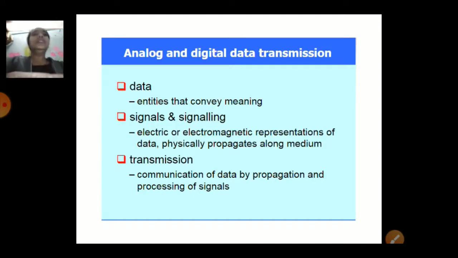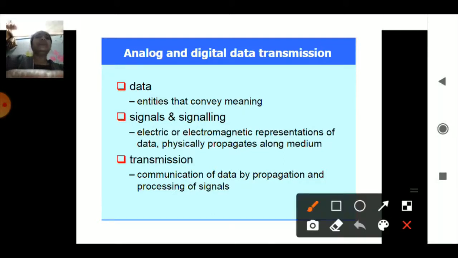Entities convey, whichever entities are within the transmission medium are said to be conveying certain meaning from one end to another. Those are said to be the data. Conveying meaning is nothing but, when I send data, it has to have certain meaning when it is transferred. I send a video, it has a meaning. I send a message, it will certainly have certain meaning. That is said to be data.